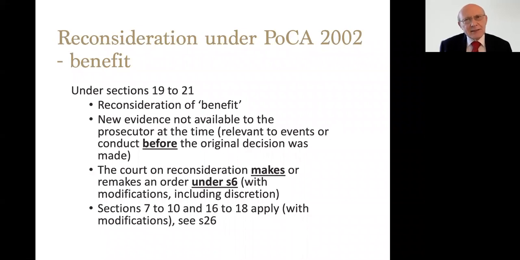Sections 16 to 18, you're very familiar with, deal with the information which the defendant has to supply to the court, deal with the information which the prosecutor has to supply to the court when the court is considering making a confiscation order. So all of those sections apply with some modifications under sections 19 to 21, where we are reconsidering benefit.